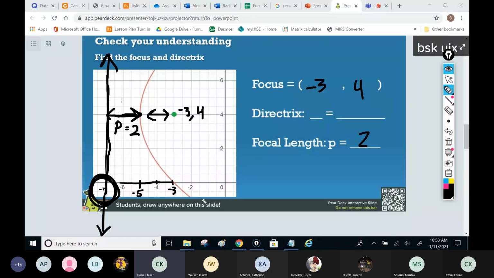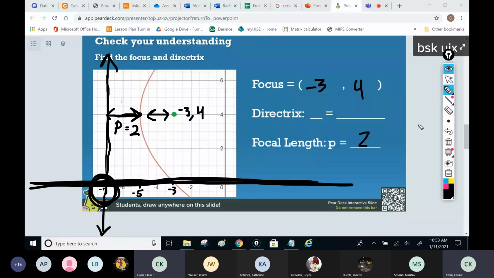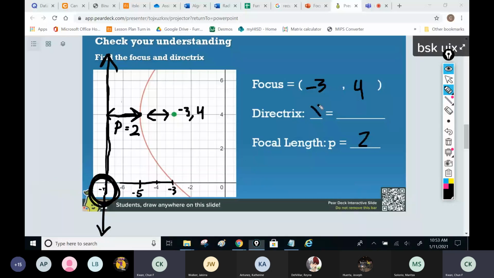This line is located on top of the x-axis. So that means we need x equals -7. All right. We need x equals -7.